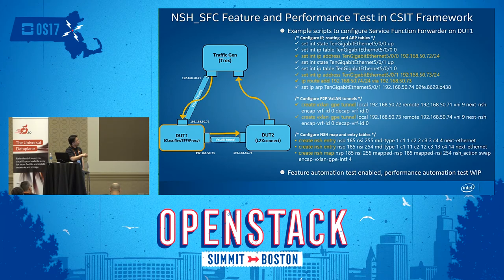So there are a couple of different configurations. First, you need to configure the IP, routing and ARP tables in VPP. Basically, you just run CLI commands to set the IP addresses and the two point-to-point VXLAN tunnels between DUT1 and DUT2, and between DUT1 and the traffic generator. Then you need to configure the NSH map and entry tables inside DUT1 to ensure it can act as either a service function forwarder, proxy, or whatever component in the data plane.